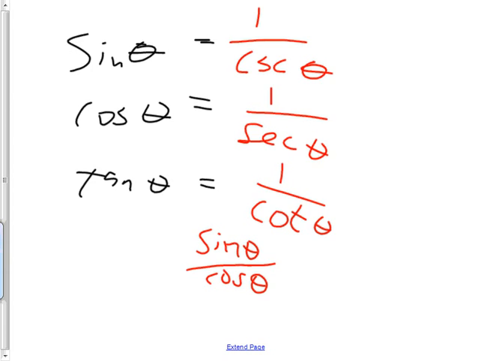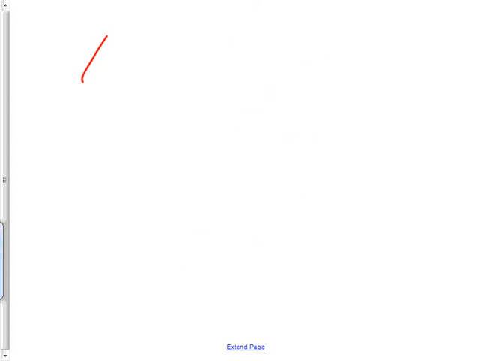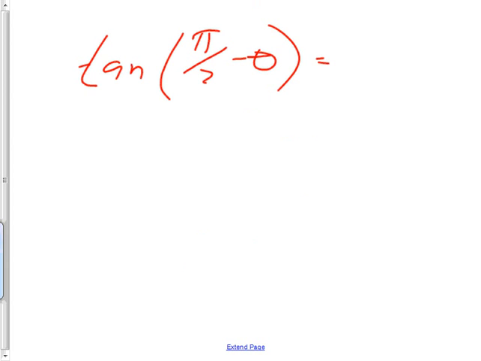All right. How about just a quick review of this one? What if you had tangent of pi over 2 minus theta? What would that be? The cofunction, cotangent theta. This and this are like pilot and copilot, tangent and cotangent.